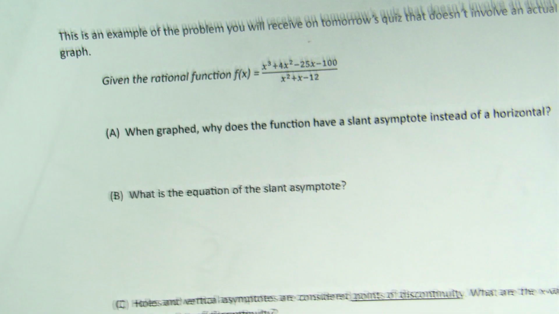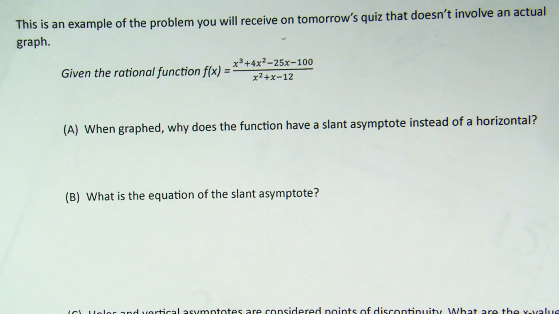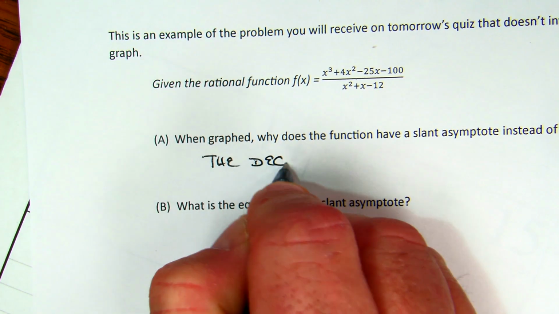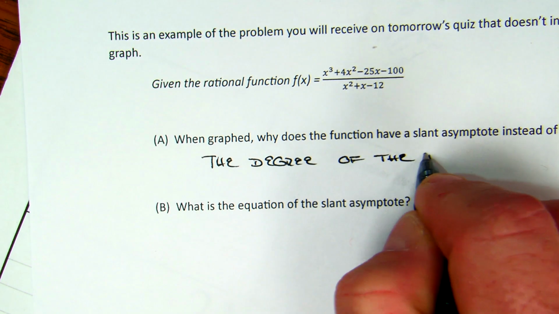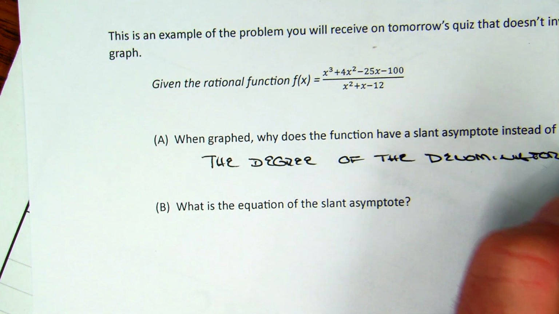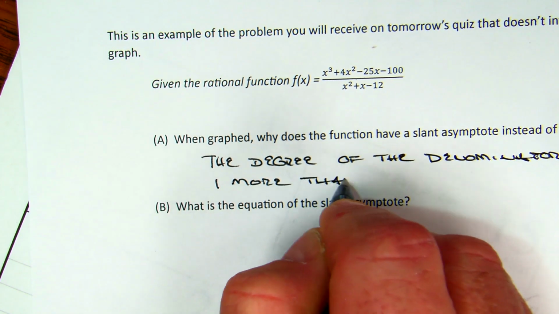All right. So, when graphed, why does the function have a slant asymptote instead of a horizontal? The degree of the denominator is one more than the degree of the numerator.